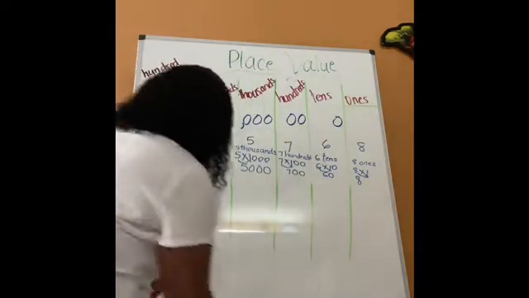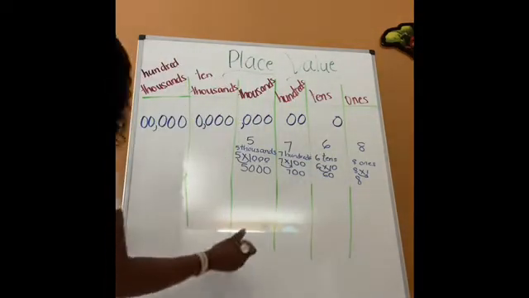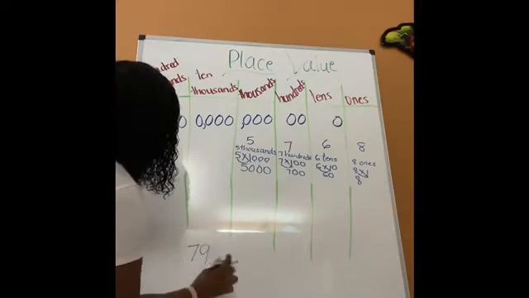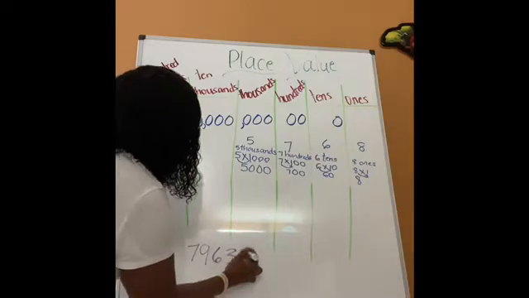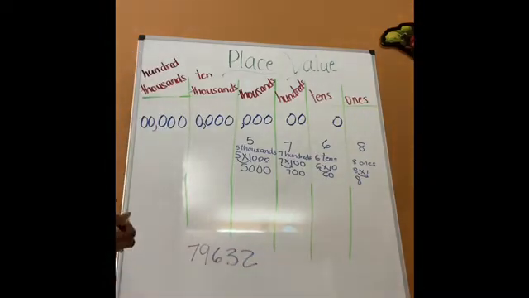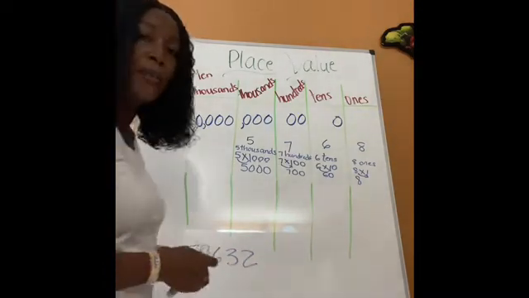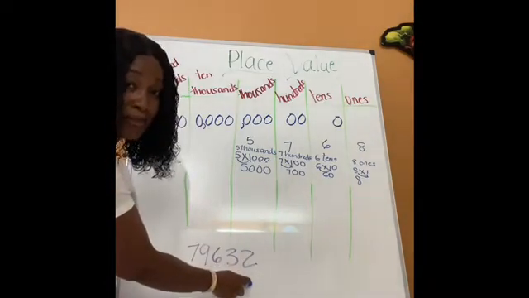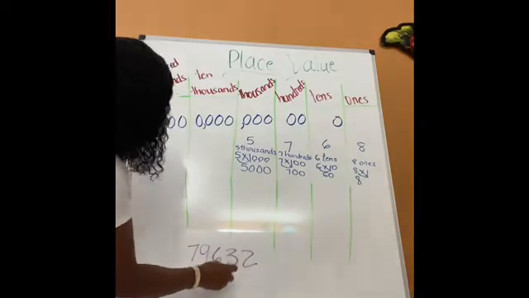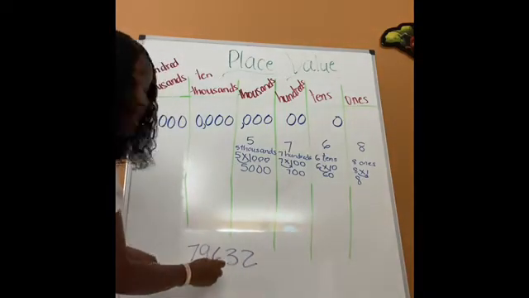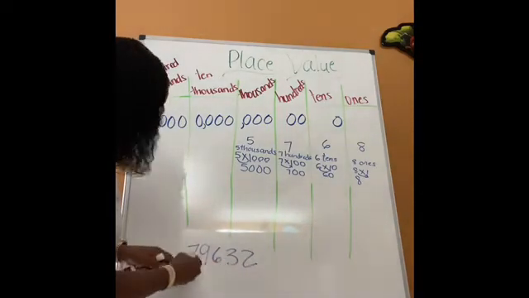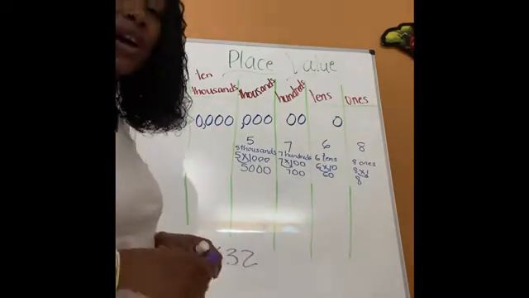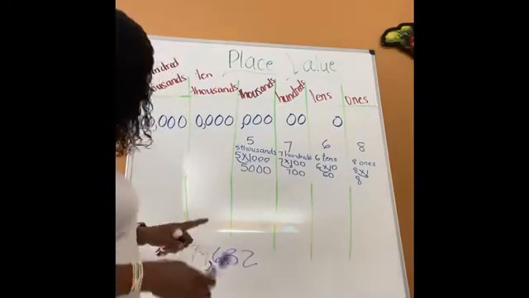Okay. So now I'm gonna use 7, 9, 6, 3, 2. Let me see where I need my comma. I'm counting from the right. How many places? 3 places. 1, 2, 3. So I need a comma between the 9 and the 6.